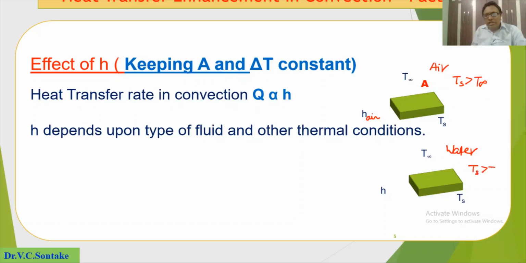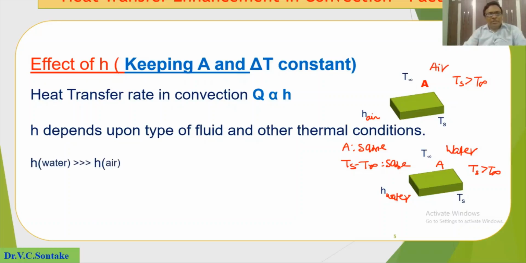Here also Ts is greater than T infinity, and the temperature difference in both these cases is the same. Let's say the convective heat transfer coefficient for water is h suffix water. So here, the surface area of the plate is the same, the temperature is the same, that is, the temperature difference is also the same, but we have exposed this plate to different types of fluid. In case 1 it is air and in case 2 it is water.